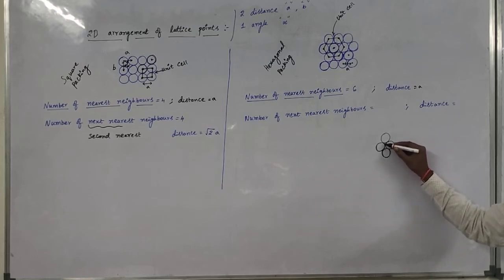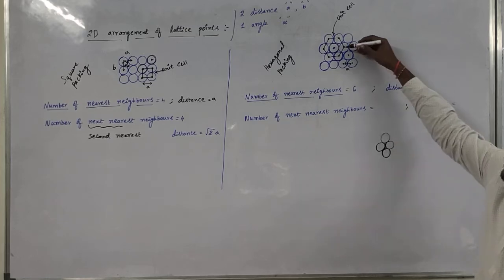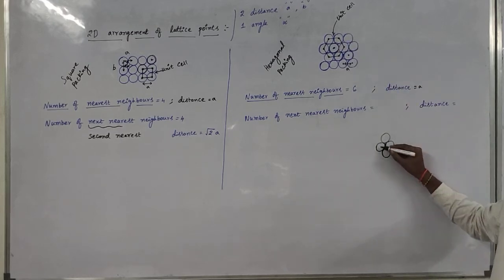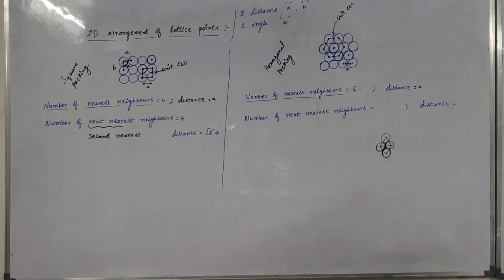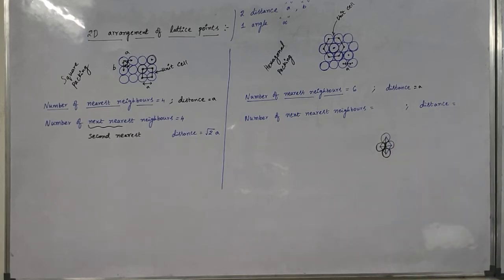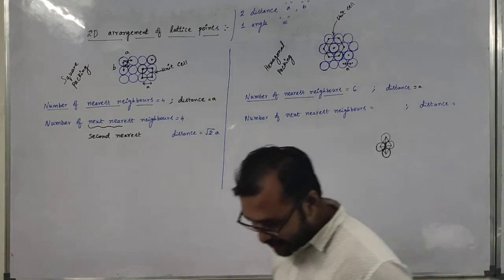Is this the second nearest neighbor or not? If I consider this, it forms a parallelogram. This is a triangle here and this is a triangle here. This is twice the height of the triangle. And what is the value? What is the height of a triangle? What is the value for the height of a triangle?